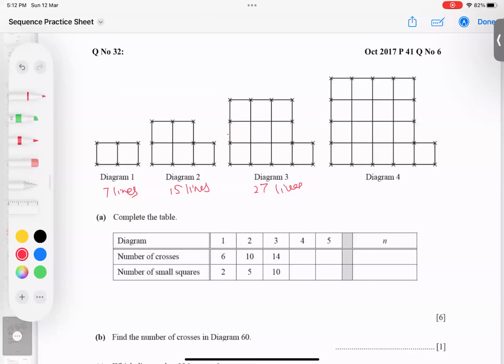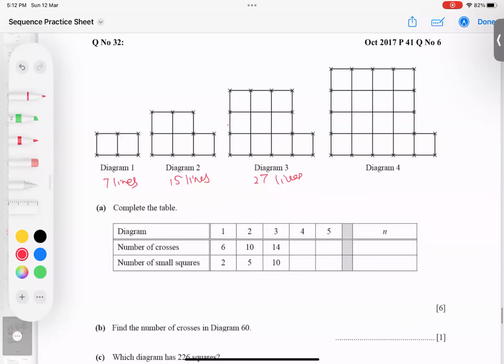Bismillah ar-Rahman ar-Rahim. Students, this is a question. You can see October 17, variant 41, question number 6. So let's start. How can we do this one?